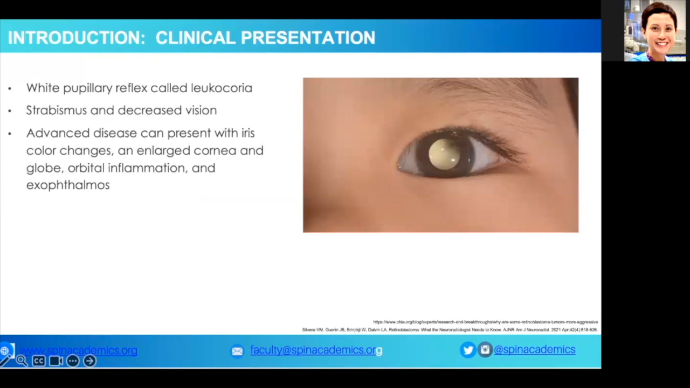Retinoblastoma's presenting feature is a white pupillary reflex called leukocoria, and it's often recognized first by the parents. Strabismus and decreased vision are also common. Patients with advanced disease can present with iris color changes, enlarged cornea and globe, orbital inflammation, and exophthalmos.